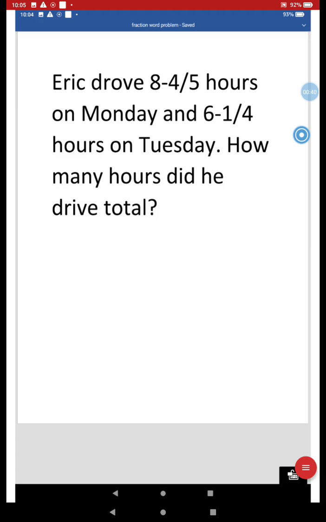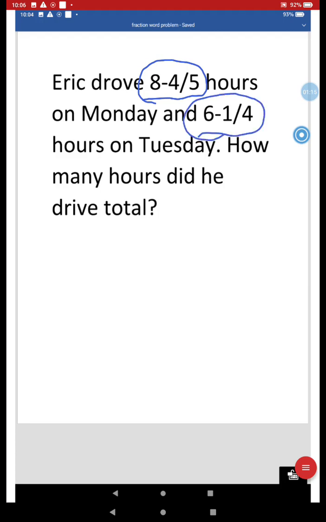Ready? Read. Eric drove 8 4/5 hours on Monday and 6 1/4 hours on Tuesday. How many hours did he drive total? All right, so let's take a look. Remember, what's the first step to solving any word problem? Very good. I need to identify my numbers. So I have 8 4/5, and I have 6 1/4.